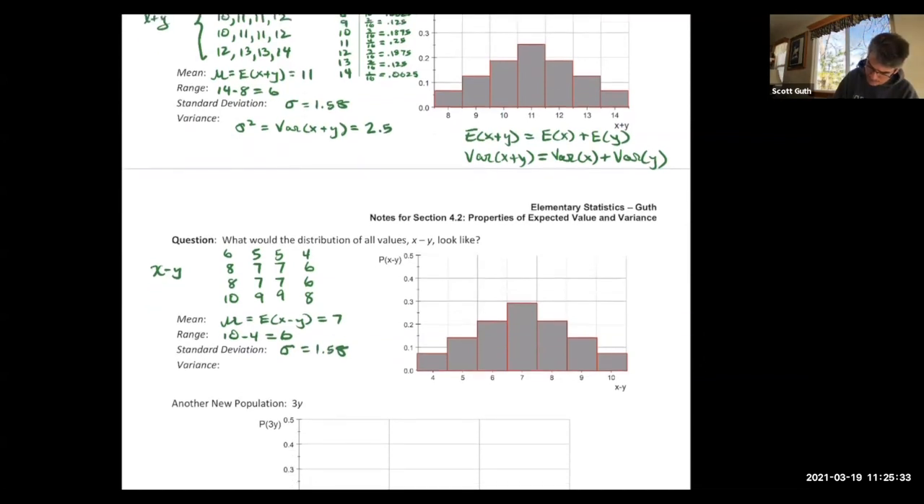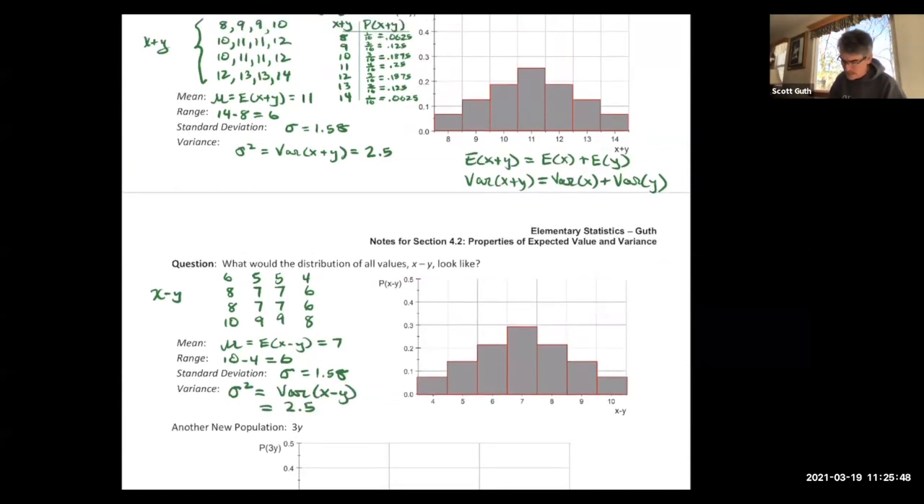And when you square that to get the variance, this is sigma squared, which is the variance of x minus y. This also comes out to be 2.5 because they are exactly the same shape. They have the same width.